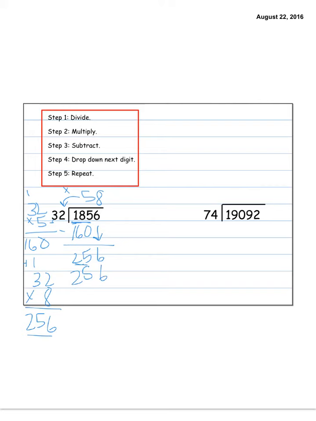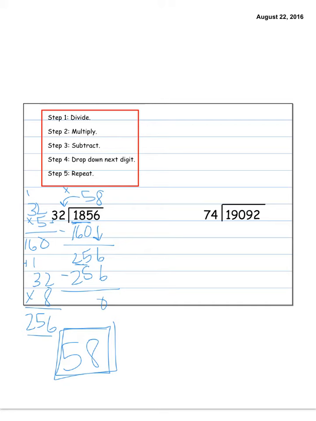Step 3 says that we subtract, and that's 0. There's no next digit to drop down, so our answer here is just 58. All right. So 1,856 divided by 32 gives us an answer of 58.